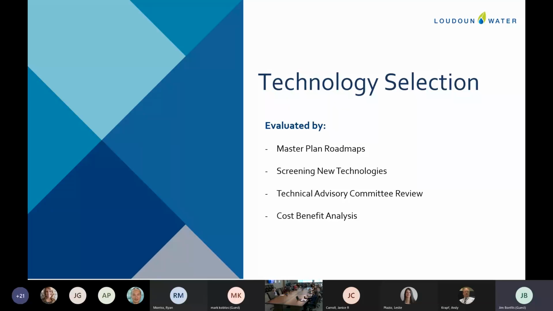So technology selection. What we're proposing for this 15 MGD increment, we started by taking our master plan roadmaps, checking in, screening new technologies. We brought in a technical advisory committee beyond our consultants. So we had academics, other utilities, look at our plan and say, do you think we're missing anything? And included cost benefit analysis in the selections.